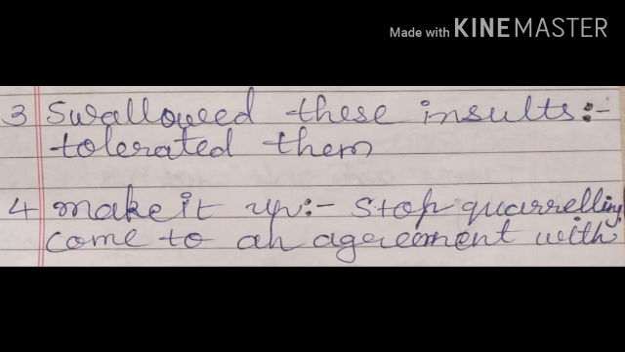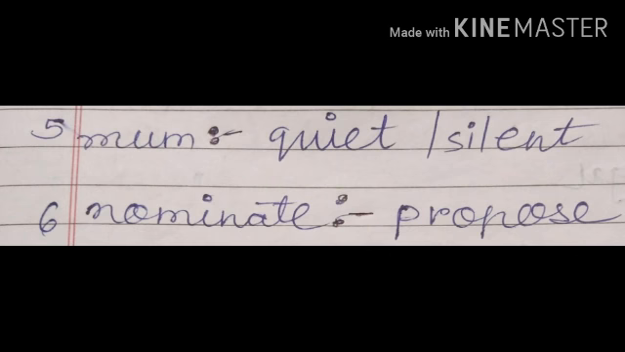Number 4. Make it up means stop quarreling, come to an agreement with. For example, aunt made it up with Algu. Number 5. Mum means quiet or silent. For example, sometimes it is better to be mum than speak.